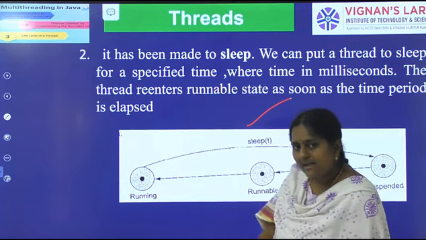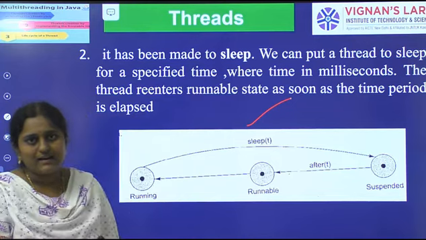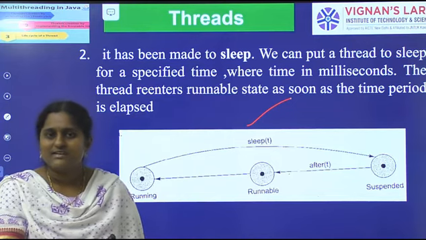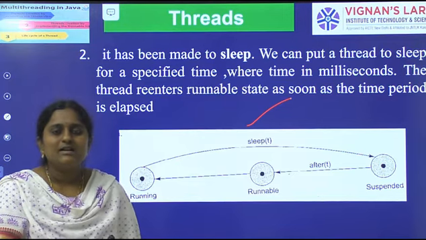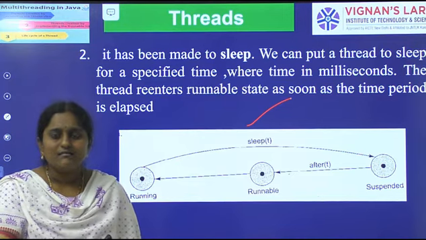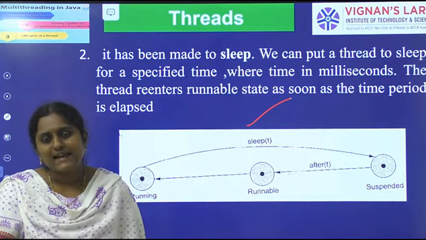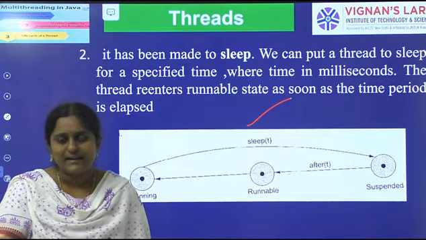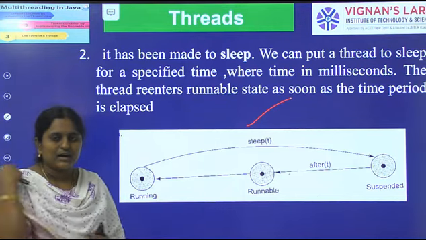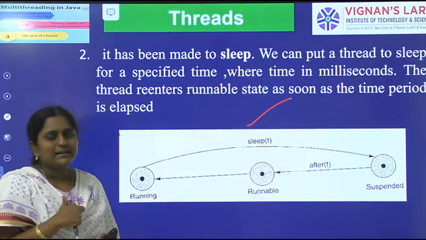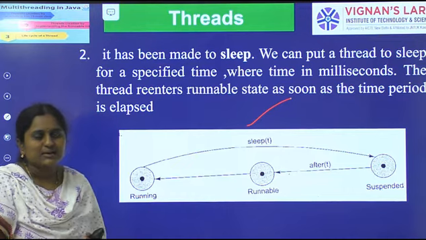In the previous slide, suspend and resume: whenever a thread is suspended, we can revive it by using the resume method. With sleep, we need not call any method. We can sleep a thread for a particular period of time. After the time period has elapsed, the particular thread will re-enter the runnable state. So we need not call any method. Automatically, after the time period has elapsed, it moves from the blocked state to the runnable state.